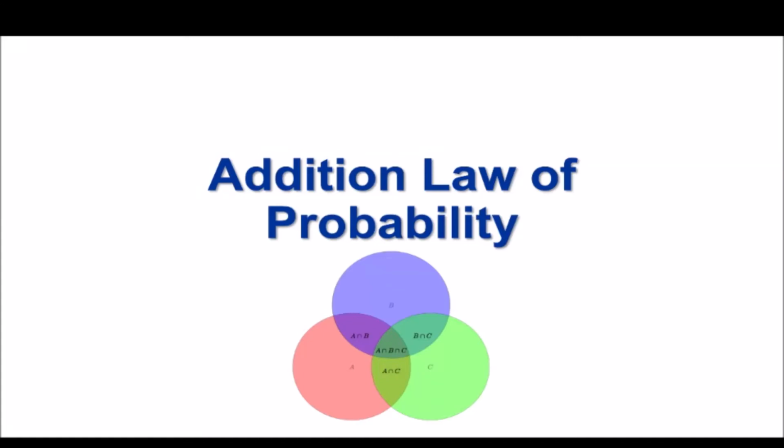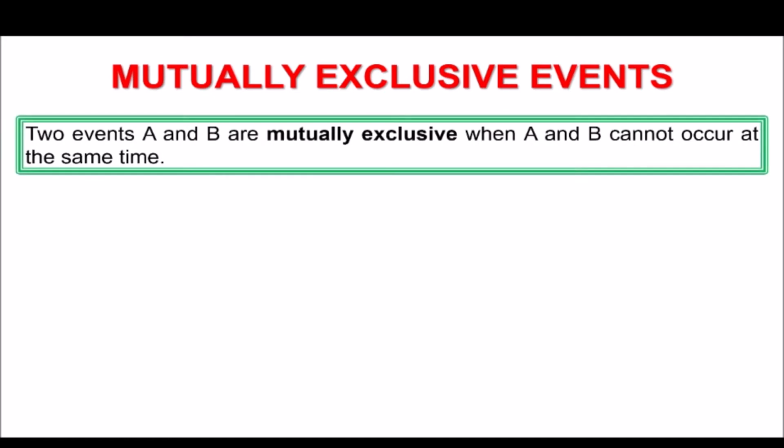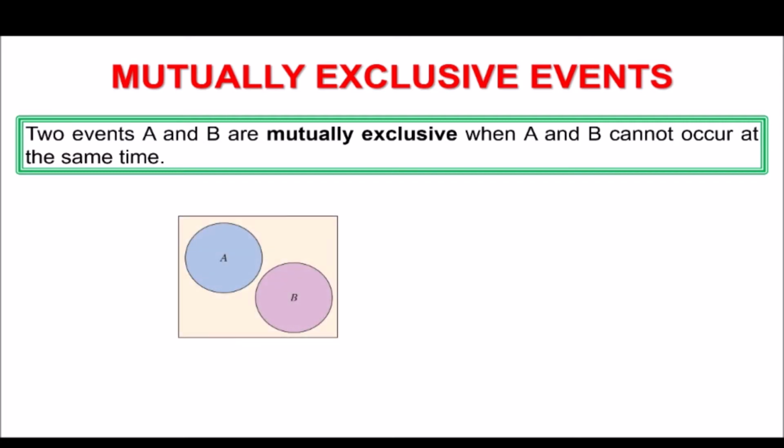Hello everyone. So today we're going to talk about addition law of probability. But before that, let's discuss first the term mutually exclusive events. Two events are mutually exclusive when they cannot happen at the same time. We can think of it using a Venn diagram as disjoint sets. When two sets don't have the same elements, then they are disjoint.